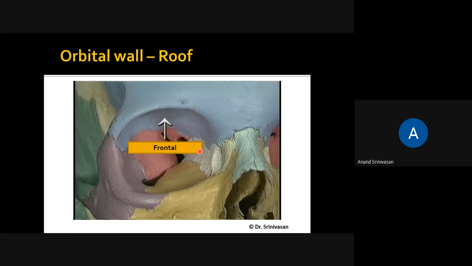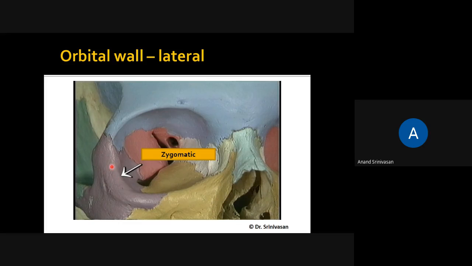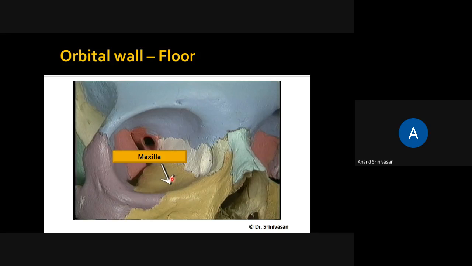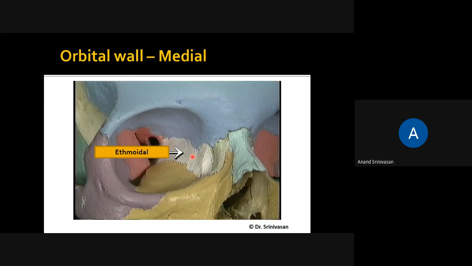And what are the bones which form the orbit? On the roof of the orbit, it is the frontal bone. Laterally, it is the zygomatic bone. Also near the apex, it is the sphenoid bone. The floor is formed by the maxillary bone, and the medial side is formed by the ethmoid. And here you can see this is the lacrimal bone. I didn't mention it, so forget about it. This is the nasal bone, lacrimal bone, and ethmoidal bone. So the roof is frontal, then zygomatic, sphenoid, maxilla, ethmoidal. So these are the bones which form the orbit. The orbit is not formed by a single bone; it's by multiple bones.